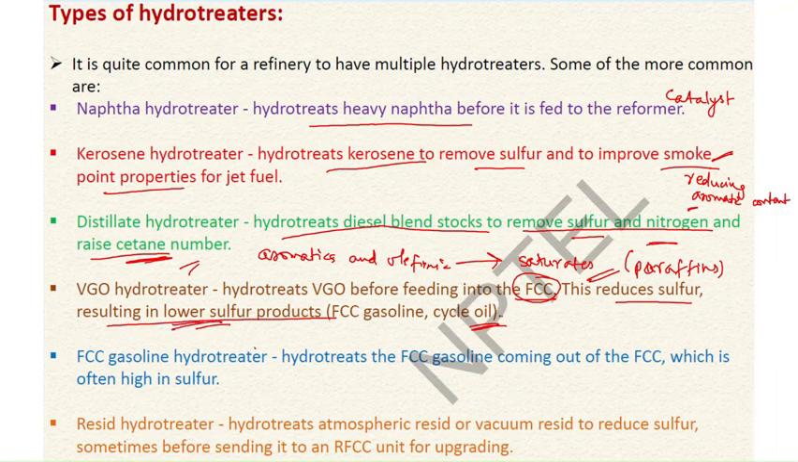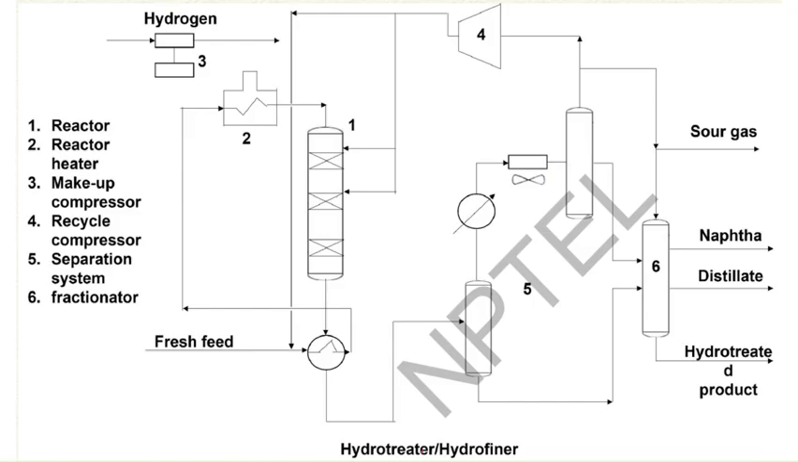Okay, the FCC gasoline hydrotreater hydrotreats the FCC gasoline coming out of the FCC, which is often high in sulfur. And if sometimes after the FCC some amount of sulfur is present, then we will also hydrotreat the product to remove the sulfur content present in it. Okay. The resid hydrotreater hydrotreats the residue, that is the atmospheric residue and vacuum residue, to reduce the sulfur, sometimes before sending it to the RFCC unit for upgrading. So this is the hydrotreater unit.